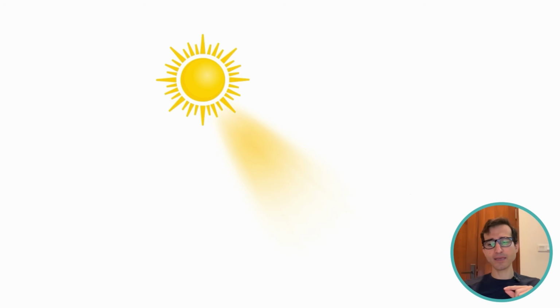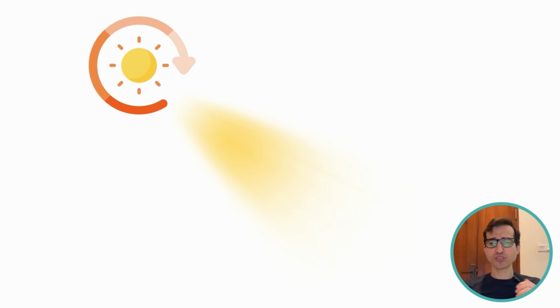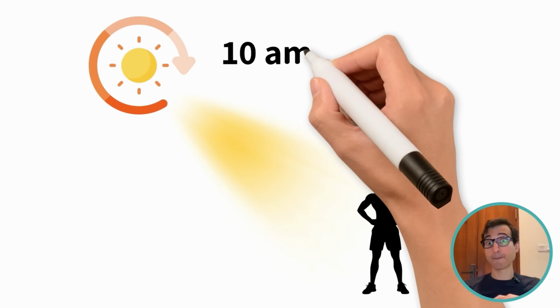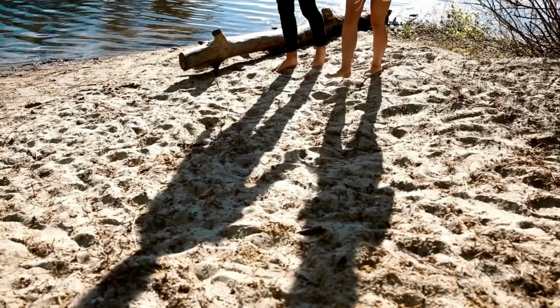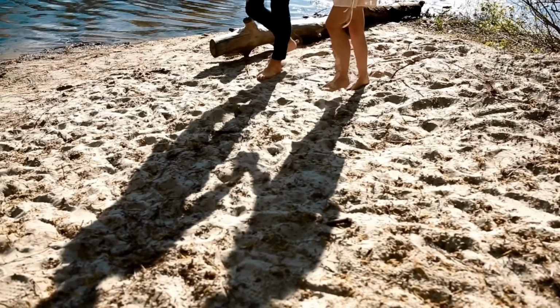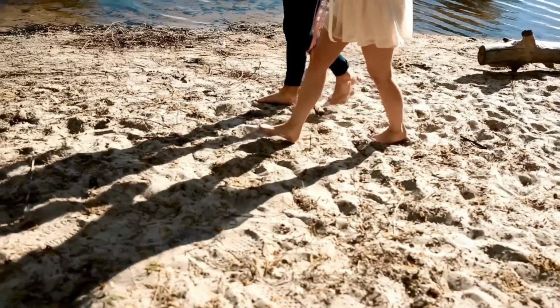You need UVB to make vitamin D. You need direct sunlight in the most intense period of the sun in the sky, usually between 10 a.m. to 4 p.m. If it's not direct sun, a lot of the times it's going to filter vitamin D. Yeah, the secret is the shadow. If your shadow is taller than you, you don't get vitamin D. If your shadow is tall, that's an interesting tip.